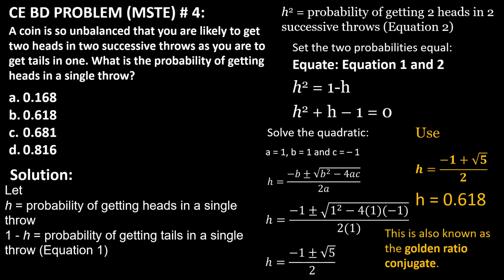And by the way, our final answer in its radical form is also known as the golden ratio conjugate. Take note of this.